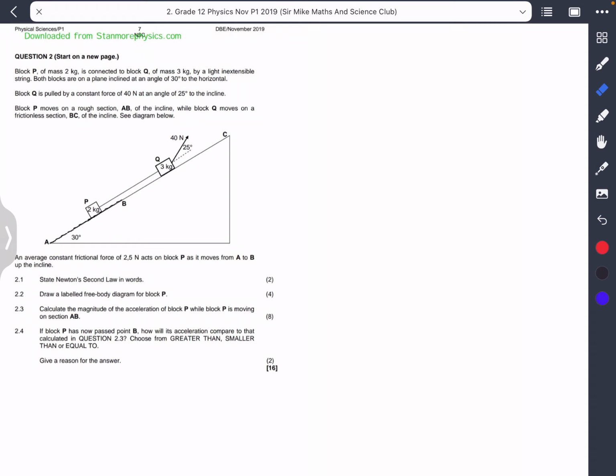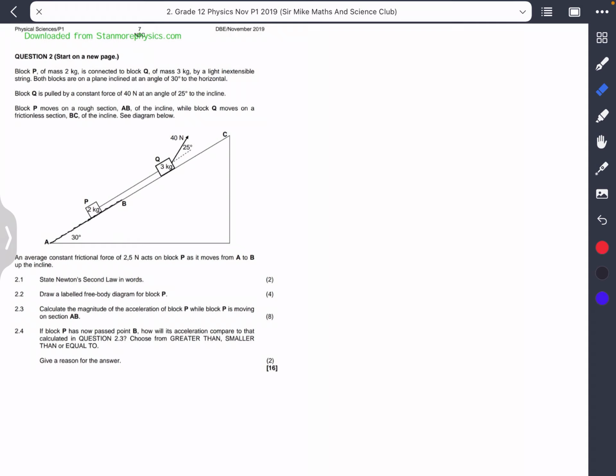So in this case, what we'll be doing is question 2, which is on Newton's laws. This is also relevant for the grade 11s and grade 12. They're saying that block P of mass 2 kg is connected to block Q of mass 3 kg by a light inextensible string. Both blocks are on a plane inclined at an angle of 30 degrees to the horizontal. Block Q is pulled by a constant force of 40 Newton at an angle of 25 degrees to the incline. Block P moves on a rough section AB.